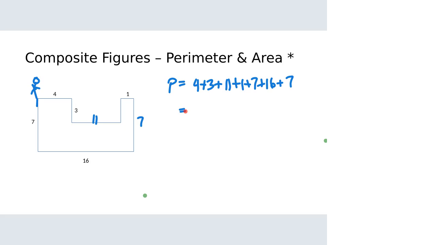I missed one. Y'all let me get away with it. There's a 3 right here that I didn't include. Don't forget about this 3 right here. We need that. So there's a 3 right there that I'm going to tack on here at the end. But 4 plus 3 plus 11 plus 3 plus 1 plus 7 plus 16 plus 7. Sorry about missing that 3 right there. Adding all those together, we get a perimeter of 52.